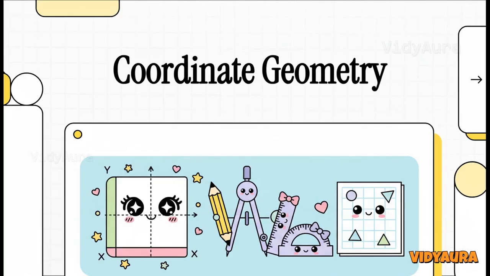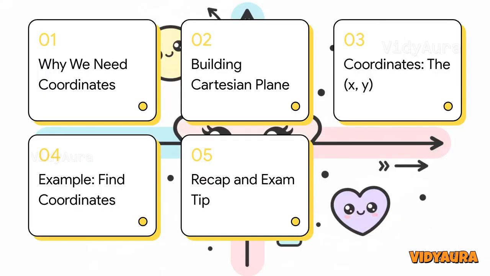Hey everyone, ever wondered how Google Maps knows your exact location? Or how those awesome video game worlds are built? Well, the magic behind it all is a chapter called Coordinate Geometry, and today we're going to absolutely master it for your exams. So, here's the game plan.